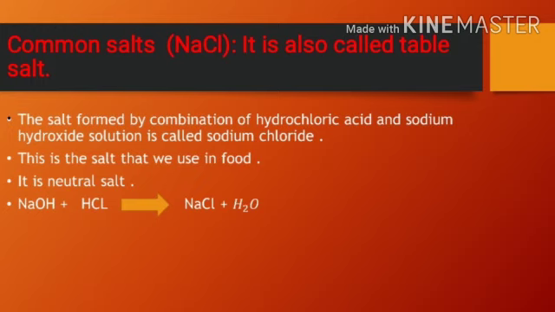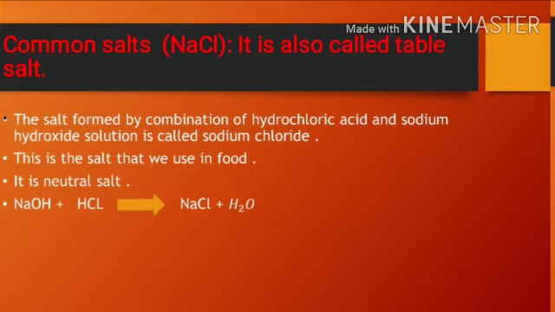And the presence of iodide is essential because it protects us from thyroid disorders, which is a disorder of the throat. Okay, students? Sodium chloride can be made in the laboratory by the combination of sodium hydroxide and hydrochloric acid. NaOH plus HCl gives NaCl plus water, and it is a neutral salt as it is formed by the combination of a strong acid and a strong base.